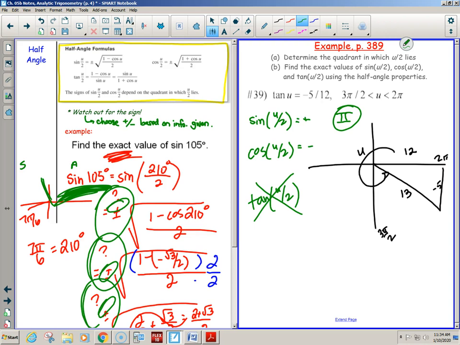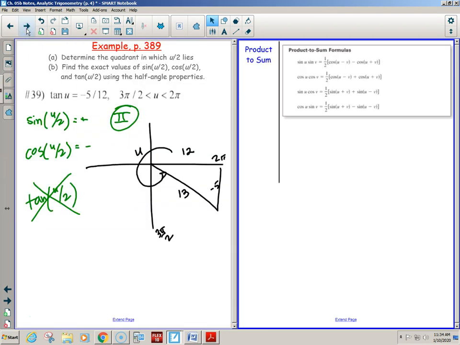And number 2, what if you don't know the number? You just have like a letter? Well, if they tell you a range, you can cut that in half, or cut some of those angles in half to figure out what quadrant, and then say, oh okay, all students, sine is positive, cosine is negative. So I just wanted to show you that idea as far as how to choose the correct sign.